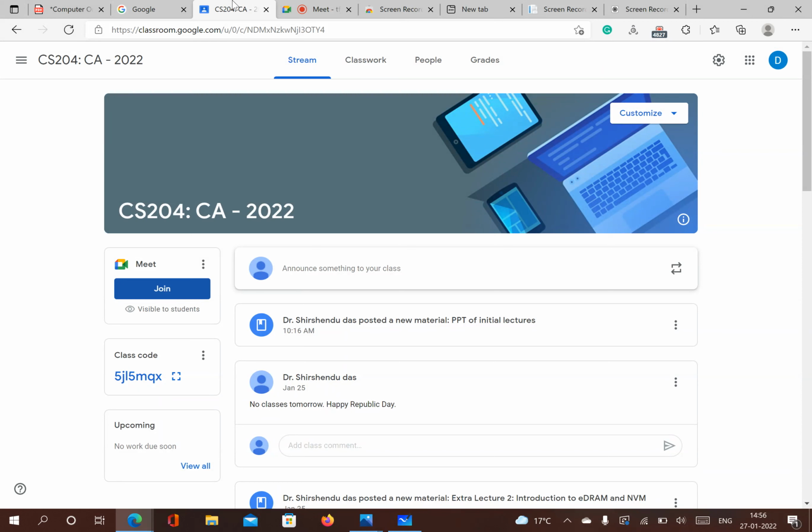Instructions for tomorrow's class test. The generic instructions I have already shared with all of you, but I'm repeating. As long as the course is in online mode, all the quizzes and class tests will have only objective questions. There will be no subjective questions, and yes, there will be negative marking also. You only answer if you are completely sure. Otherwise, don't answer that question.